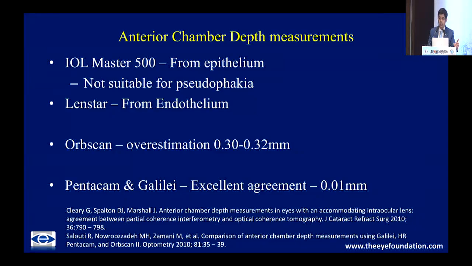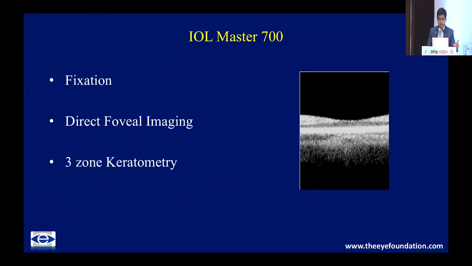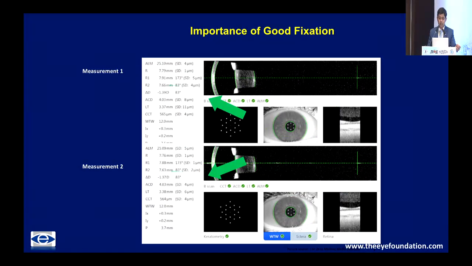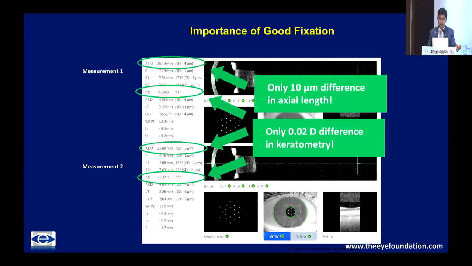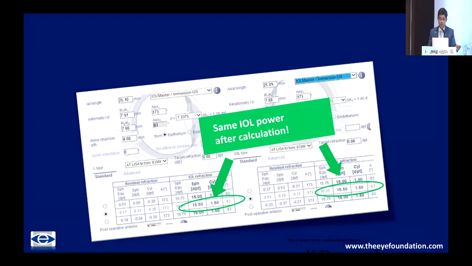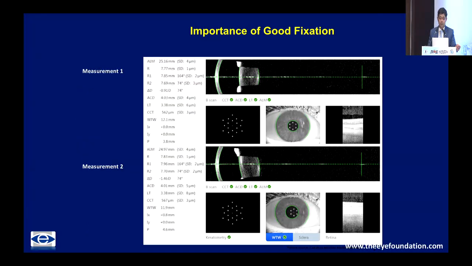IOL Master 700 has corrected that, and any of the swept source based biometry devices really give us a greater advantage because you have direct foveal imaging which is now available. By directly looking at the fovea, we can tell whether the patient is fixating at the right point or not, and this really improves getting repeatable values. When you know that the patient is fixating correctly, your axial length and keratometry measurements are similar, and you also get a very similar and repeatable IOL power calculation.